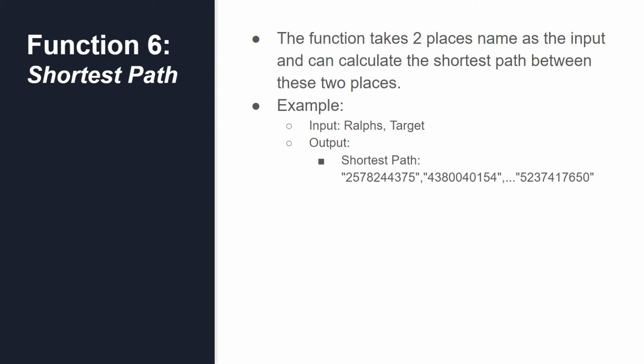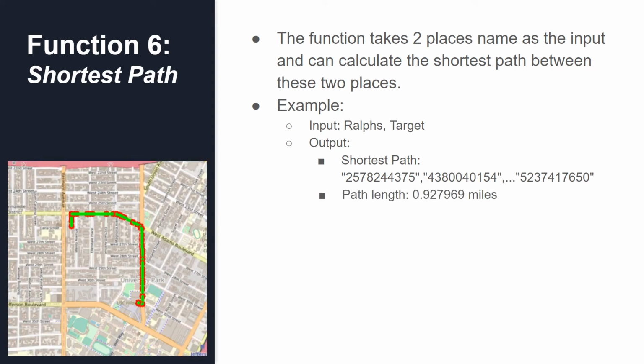And function 6 is the shortest path. Function 6 can take two place names as the input and get the shortest path between these two places. For example, if we input Ralphs and Target to function 6, the output can be the shortest path from Ralphs to Target. And the path is saved in a vector. The first item is Ralphs' ID and the last item is Target's ID, and all the other points are the intermediate points on the path. Function 6 can return the whole length of the path and can also mark the green line as the path on the map.